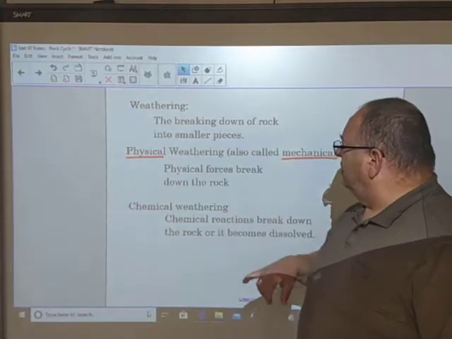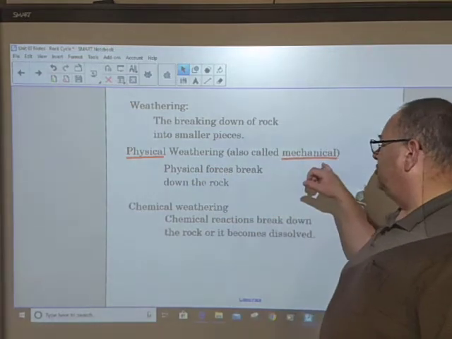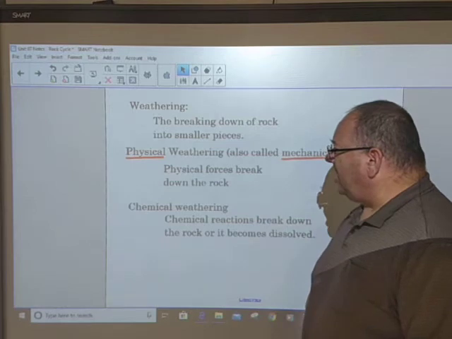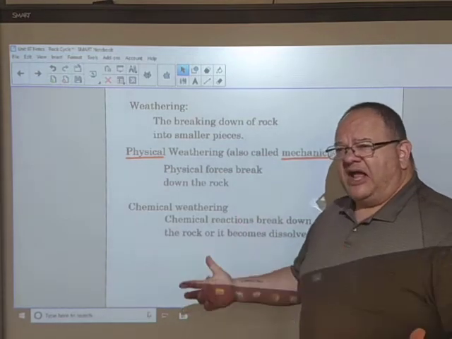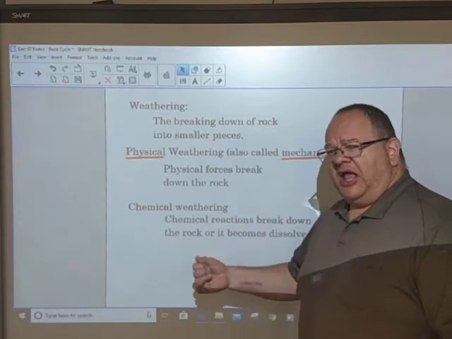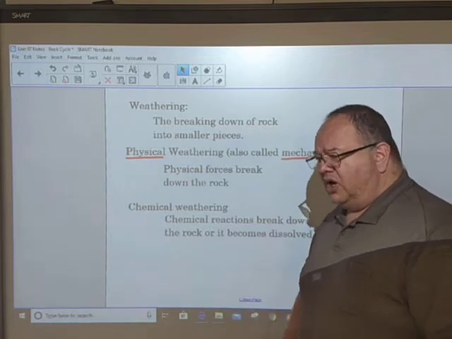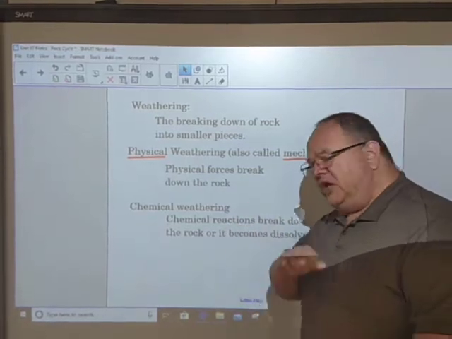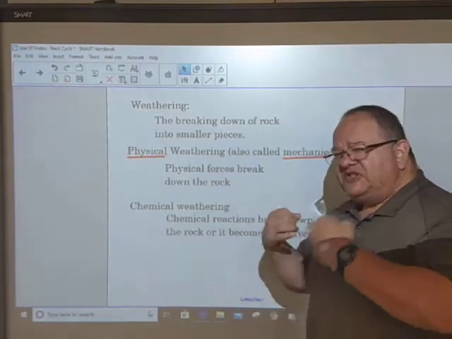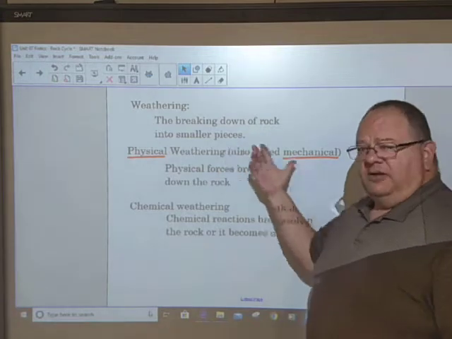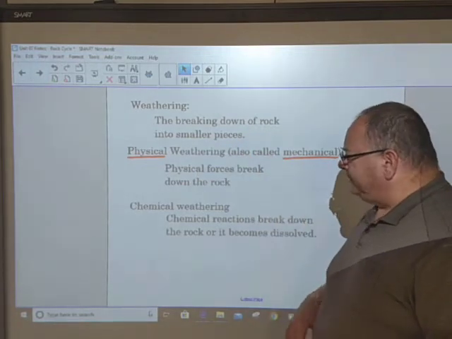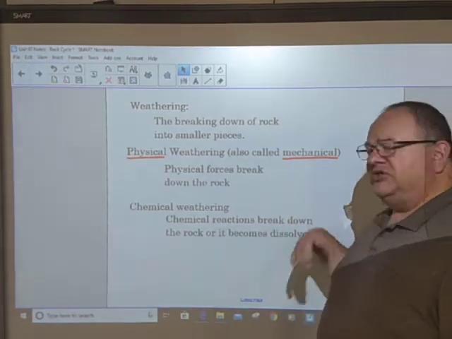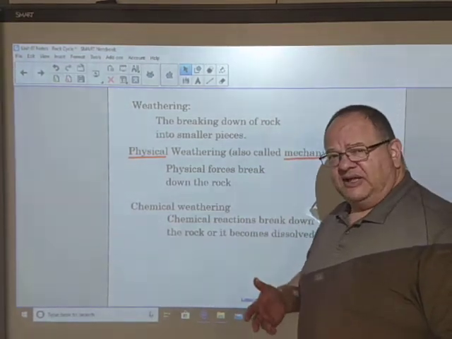Now we can talk about physical weathering, also called mechanical weathering. There's physical forces. It wouldn't be an example of natural weathering, but if I took a hammer out to a great big boulder and just started pounding on that boulder, breaking off chips, that's physical forces at work. That would be physical weathering or mechanical weathering. Chemical weathering would be where stuff becomes dissolved in water or things like that.